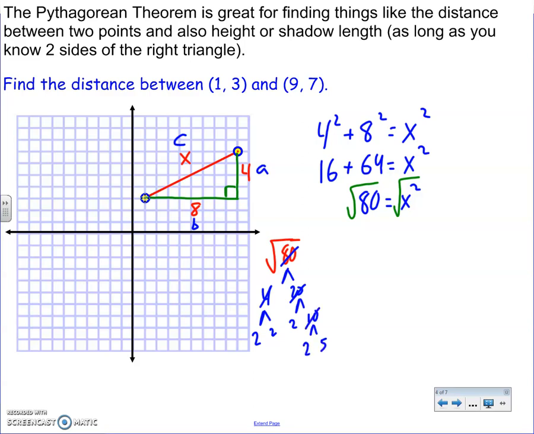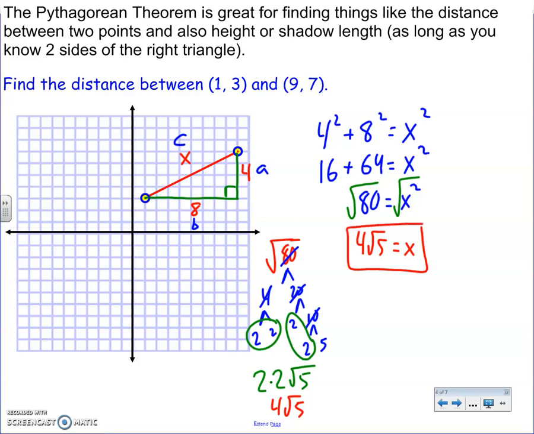Alright, so here's a pair of 2's. Here's a pair of 2's. That 5 is unpaired. So outside will be a 2 and another 2 and inside will be a 5. That really turns into 4 square root 5. So square root of 80 turned into 4 square root 5. That equals X. That's the distance. Alright, irrational answer. And that's perfectly fine.